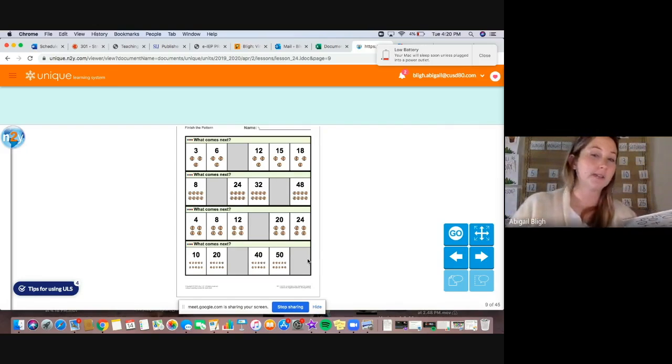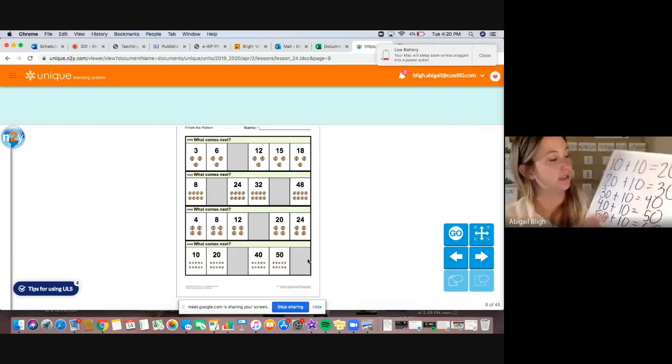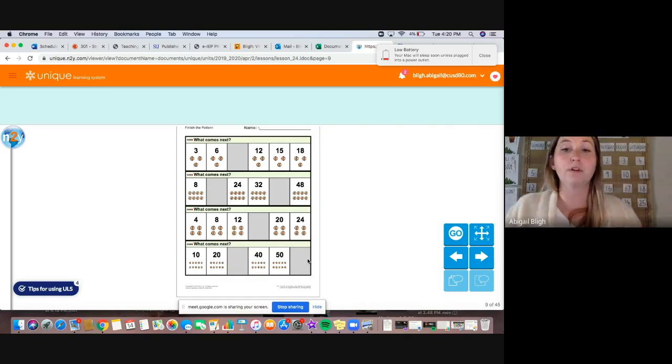And now I have a blank space at the end, so I need to fill that in. So 50 plus 10 is 60. You can see we were skip counting by 10. So if we were to fill that all in, it would look like 10, 20, 30, 40, 50, 60.